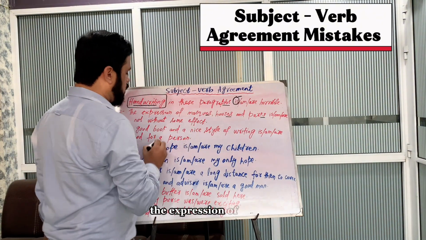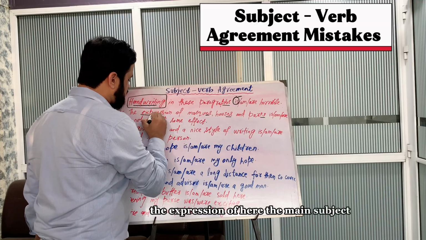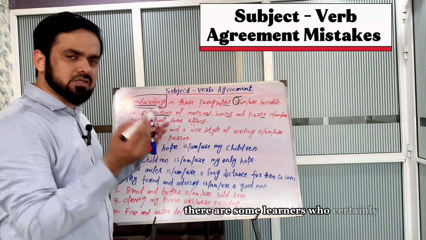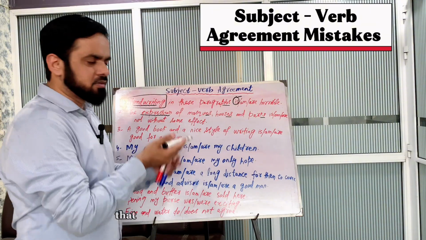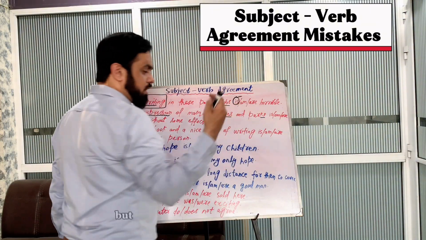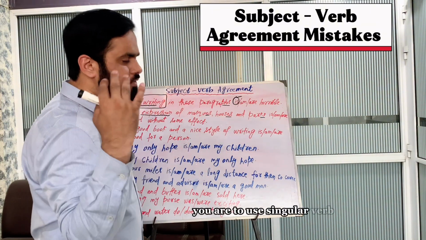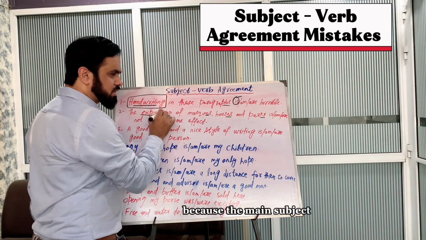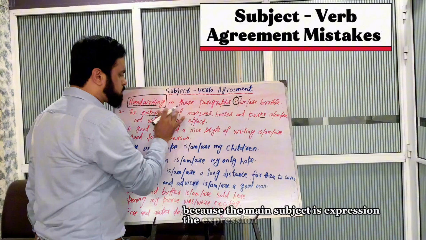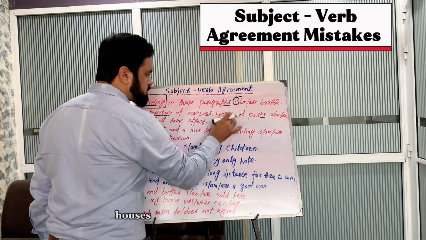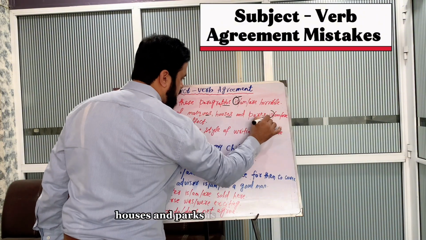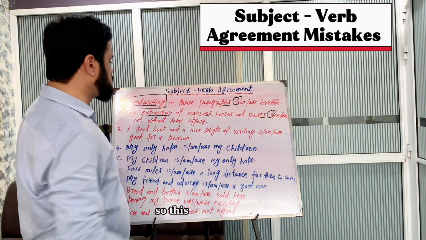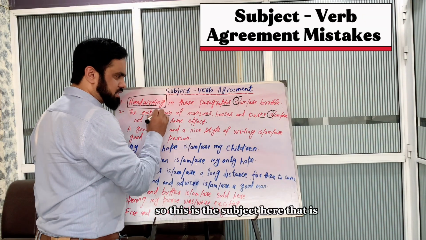The expression of, here the main subject is expression. There are some learners who certainly would commit this mistake, that they would use the plural verb. But here you are to use singular verb rather than using the plural verb. Why? Because the main subject is expression. The expression of mosques, houses, and parks is not without some effect. So the subject here is expression.